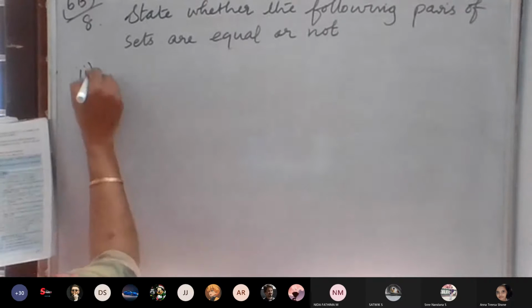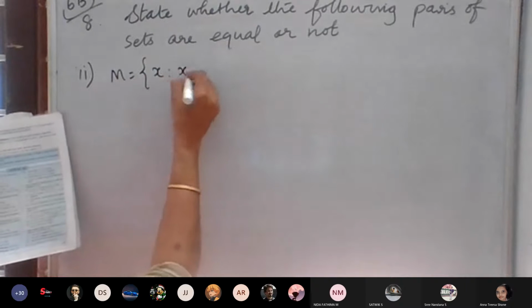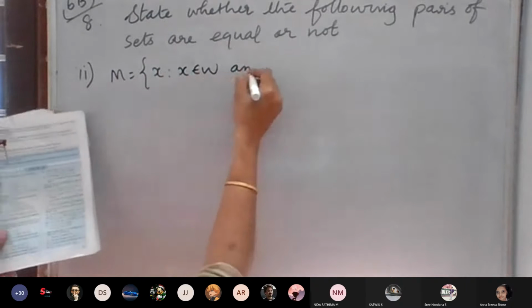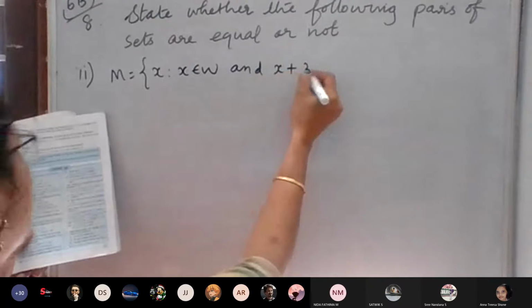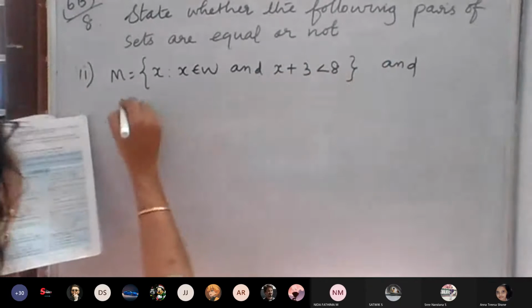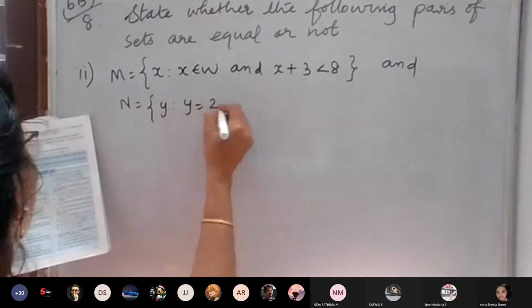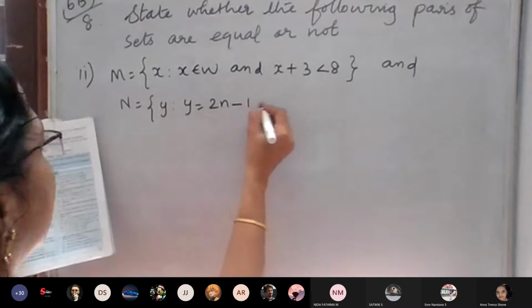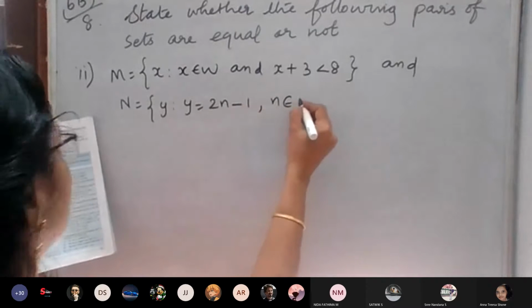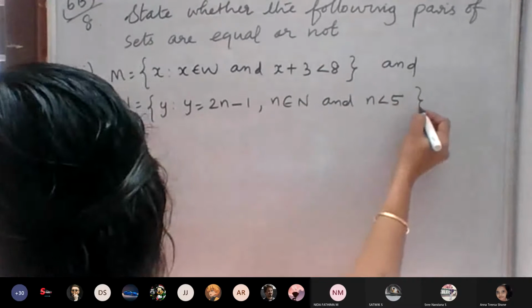We can do it together. Okay, second question. M is equal to the set of all x such that x belongs to W and x plus 3 is less than 8, and N is equal to the set of all y such that y is equal to 2n minus 1, n belongs to N and n less than 5.